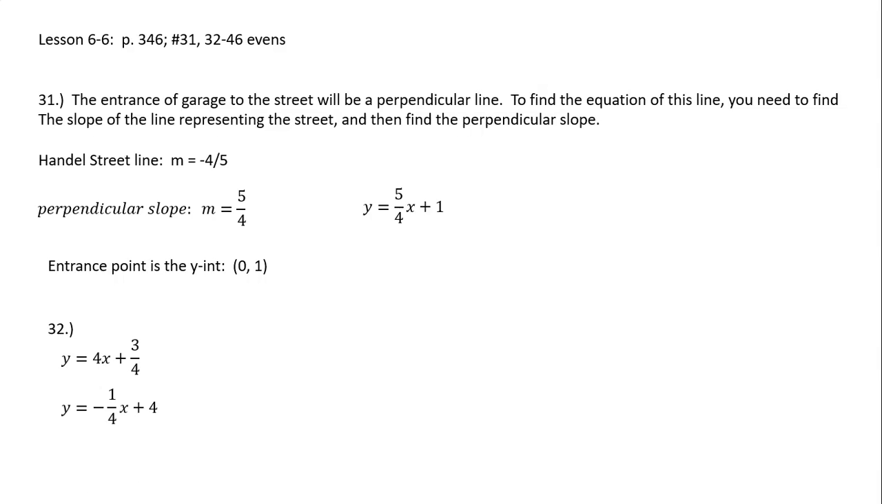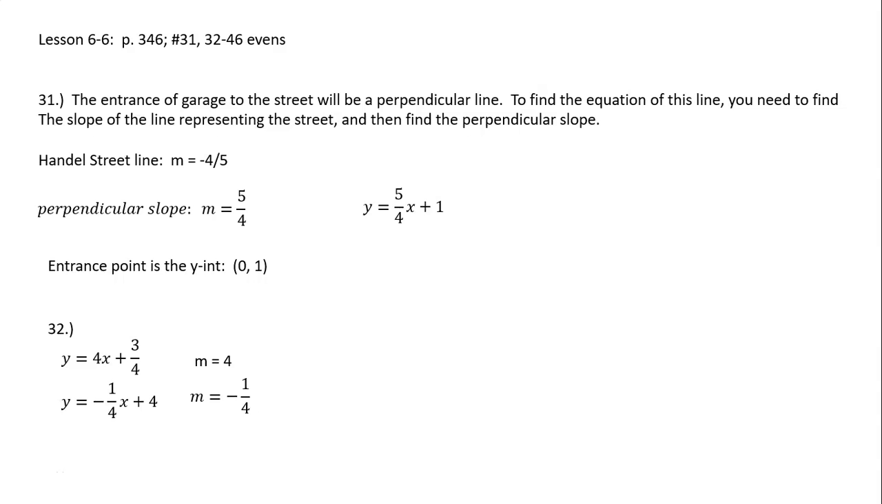So let's look at the first pair of lines that they give you. Now these lines are in slope-intercept form, so it's very easy for us to determine the slope. So the first equation, y equals 4x plus 3/4, has a slope of 4. The second equation, y equals negative 1/4 x plus 4, has a slope that is negative 1/4. So all you have to do now is ask yourselves, are these the same slope? Which we can see they are not the same value, so that means that the lines are not parallel.